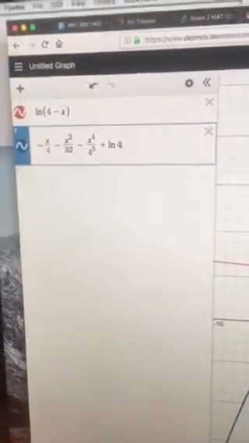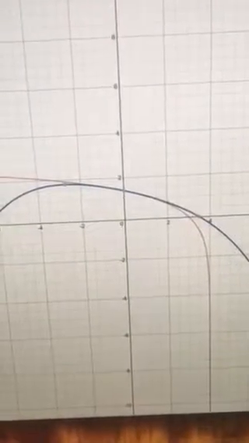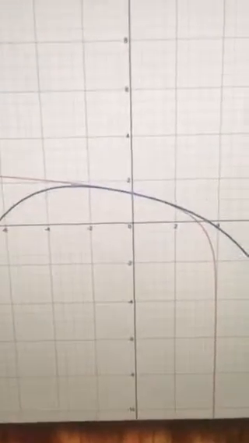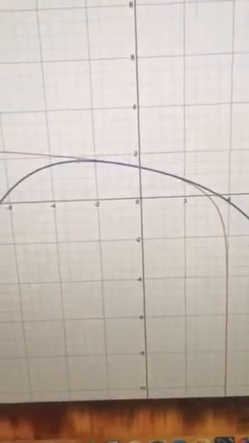How can you check? Well, if you graph ln of 4 minus x and you graph the first several terms that you think are correct, then those graphs should be very, very close to one another around x equals 0. So that's what I've done here. Here you'll see that I graphed ln of 4 minus x in red, and then I graphed the first 4 terms of the series in blue. And you'll see that around x equals 0, they're very, very close to one another. That's how you do these.